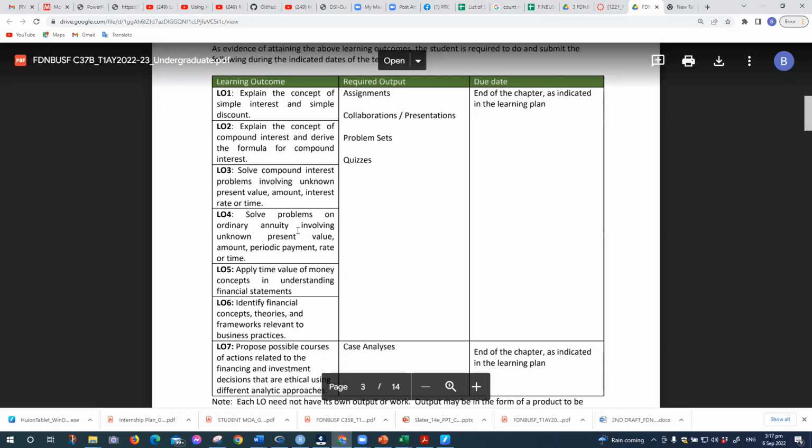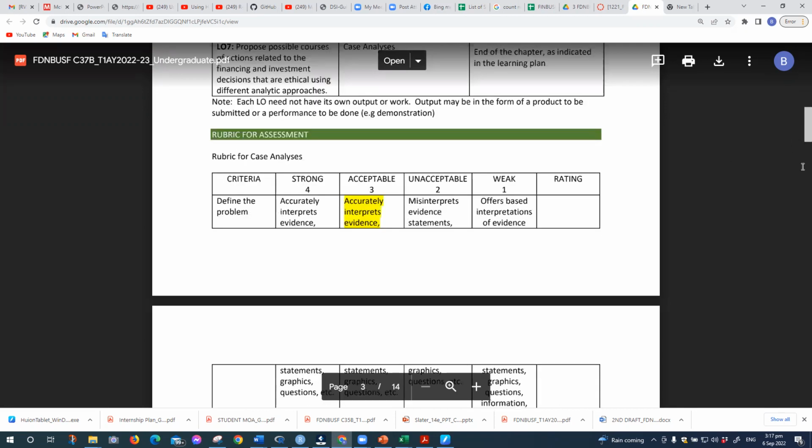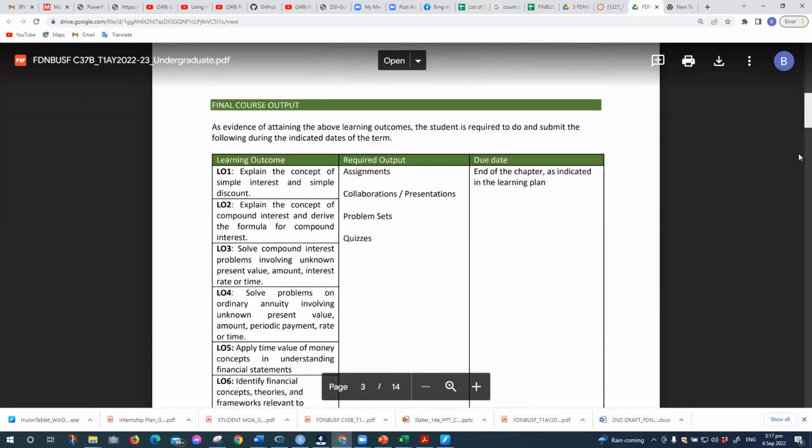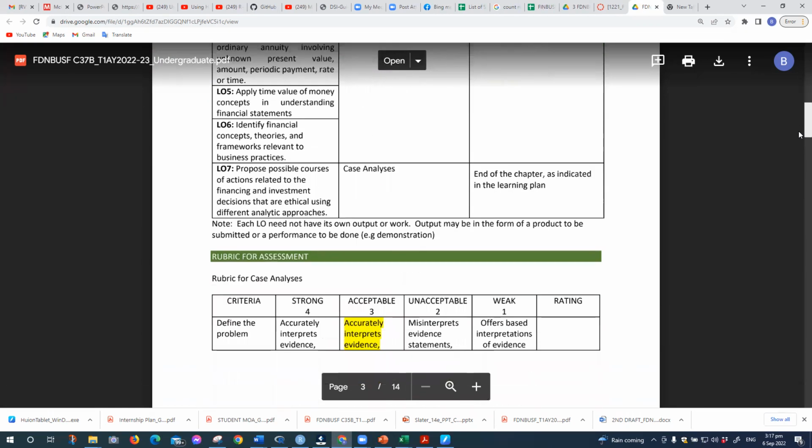Okay, so let's go back to our discussion. Let's go back to our syllabus. So learning objective natin yon. Matutunan natin not only the simple interest, simple discount, compound interest, compound discount. Goal natin dapat, by the end of this course, you should understand what ordinary annuity and annuity due are, and also yung mga present values nila. Also the concept of time value of money.